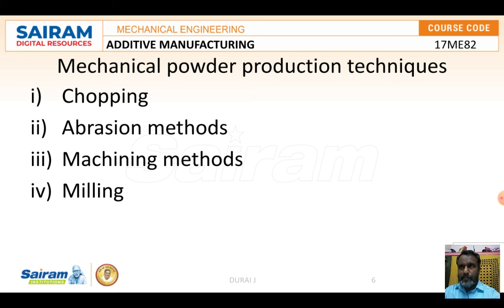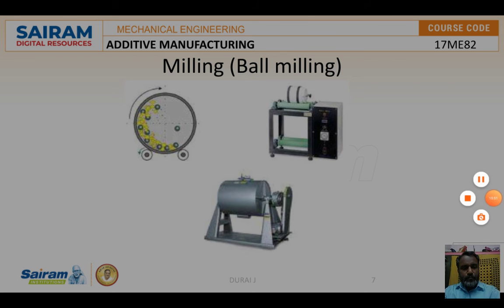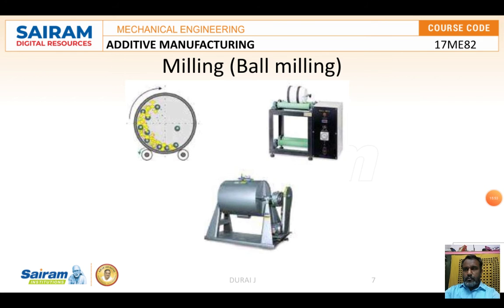Then comes milling. Here, impact and shear forces are applied between the two materials, hard and soft. The soft material is removed by the hard material. Okay, so this is about the milling process. These are all the production techniques. Here in the figure, it shows the ball milling process.